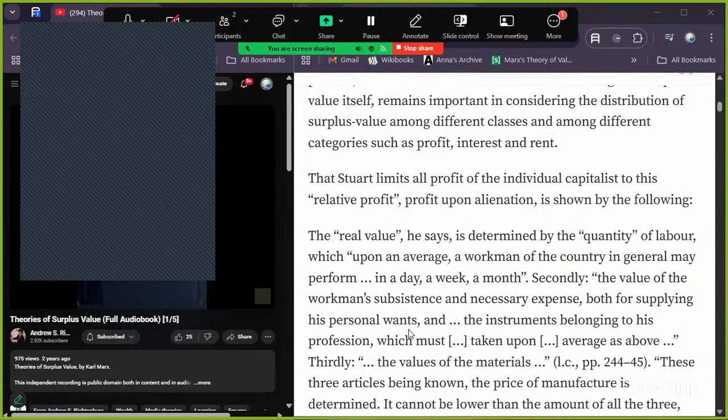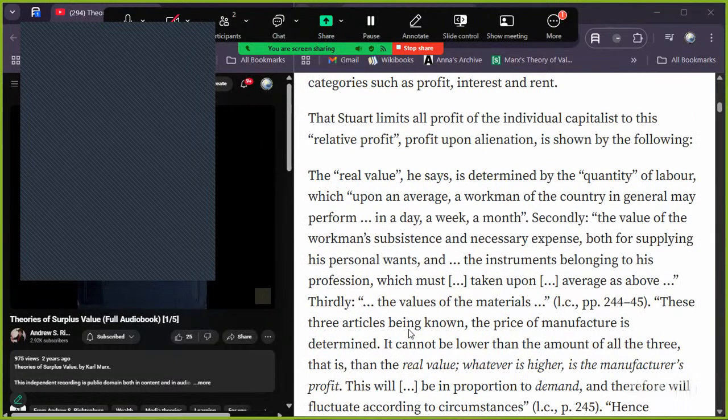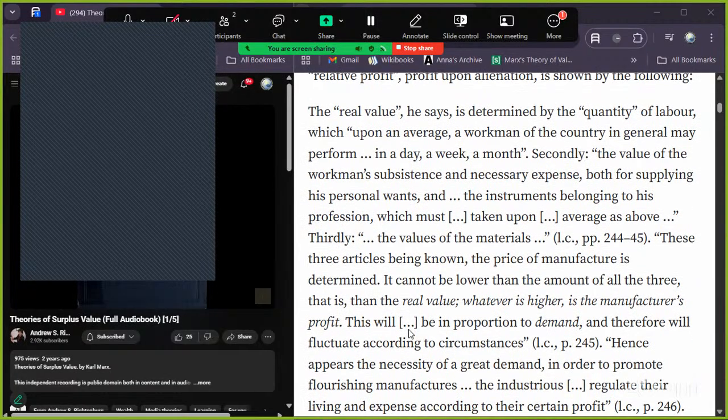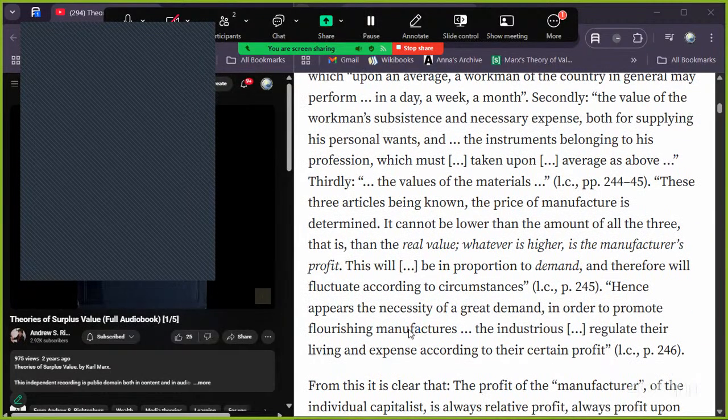The real value, he says, is determined by the quantity of labor, which, quote, "upon an average, a workman of the country in general may perform in a day, a week, or a month," end quote. Secondly, quote, "the value of the workman's subsistence and necessary expense, both for supplying his personal wants and the instruments belonging to his profession, which must be taken upon the average as above," end quote. Thirdly, quote, "the values of the materials. These three articles being known, the price of manufacture is determined.